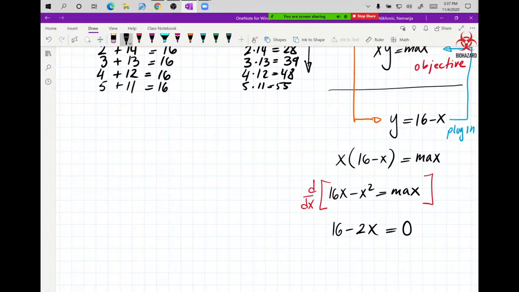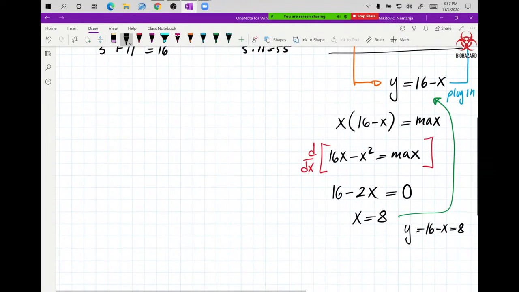And now you know what happens. x equals 8 when you solve the equation. And then you can plug that here to calculate your y. So y is equal to 16 minus x, also equal to 8. And now you have x equals 8, y equals 8, which would produce the maximum product.